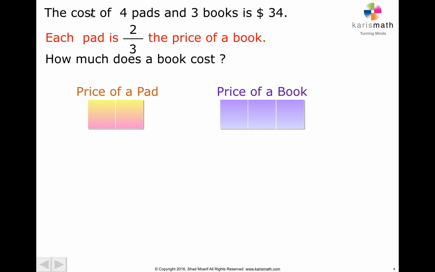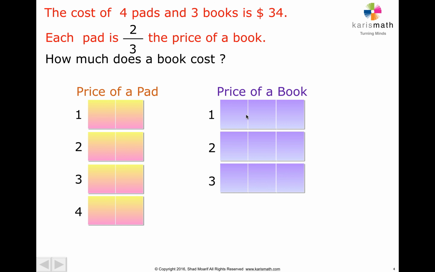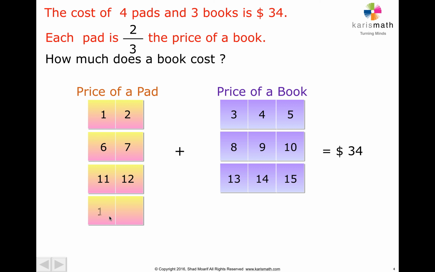And you can even imagine them to be pads, because if it's a price, it's the pad. Okay, now you've got the cost of 4 pads and 3 books, right? That's 4 of these, 1, 2, 3, 4, and then 3 of these, 1, 2, 3. Now if you add them up, it comes to $34, the price. Look at all the shares, the exact shares. This has got 2 parts, 2 shares, and they're all equal. So how many shares are there all together? You got 1, 2, 3, 4, 5, 6, 7, 8, 9, 10, 11, 12, 13, 14, 15, 16, 17. You got 17 equal shares that add up to $34.